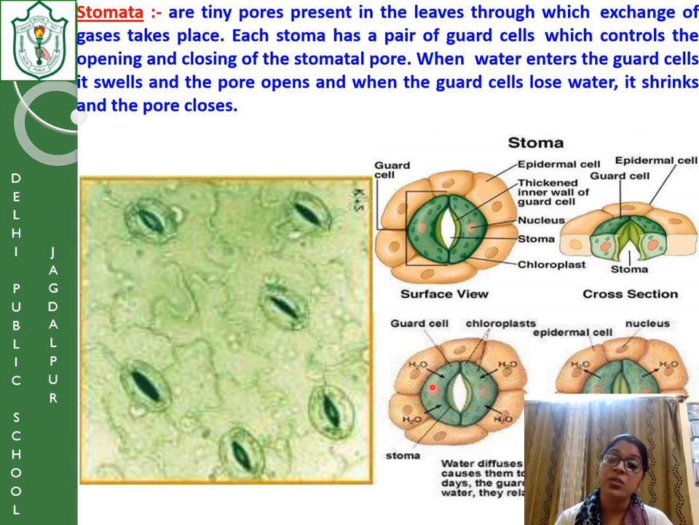And how do they close? During the transpiration process, the water is transferred from the guard cell to the epidermal cell. So this way there is a decrease in the amount of water in the guard cell. So this makes the guard cell shrink. So what happens? The gap between the two guard cells also reduces and it shrinks and closes the gap. Okay. So this was the mechanism.